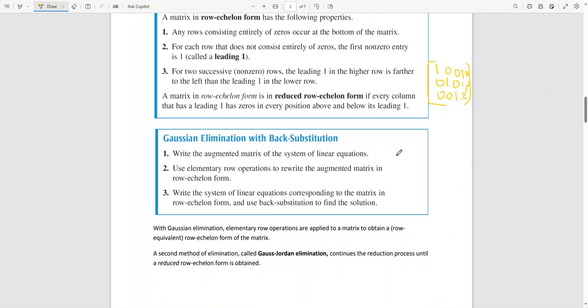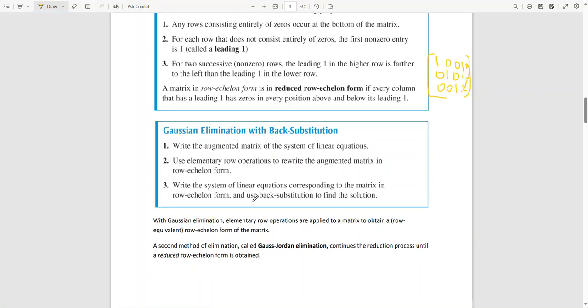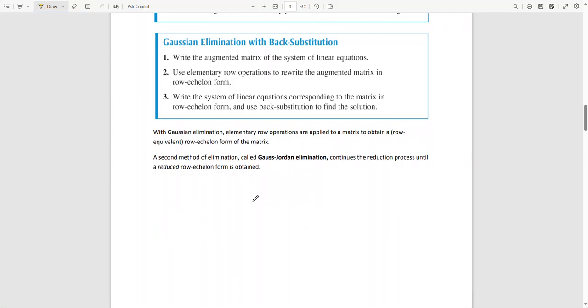So Gaussian elimination with back substitution. First, we'll write the augmented matrix of the system of linear equations. Then we'll use elementary row operations to rewrite the augmented matrix in row echelon form. And then we'll use back substitution to find the solution. This is exactly like we did in 7.3.